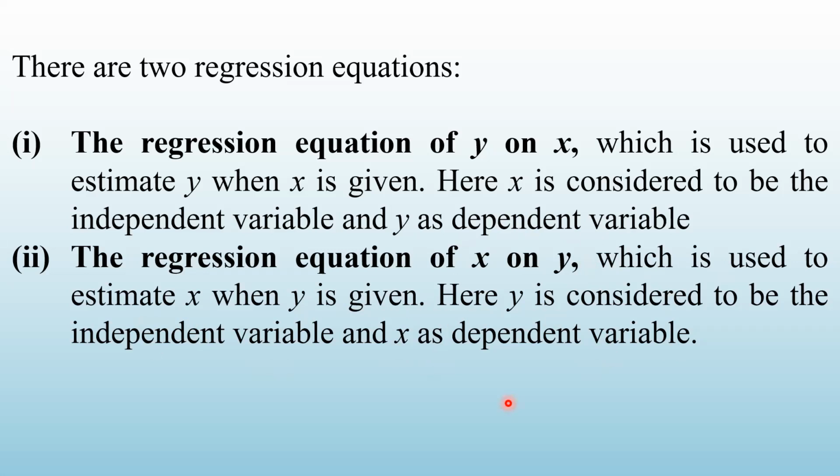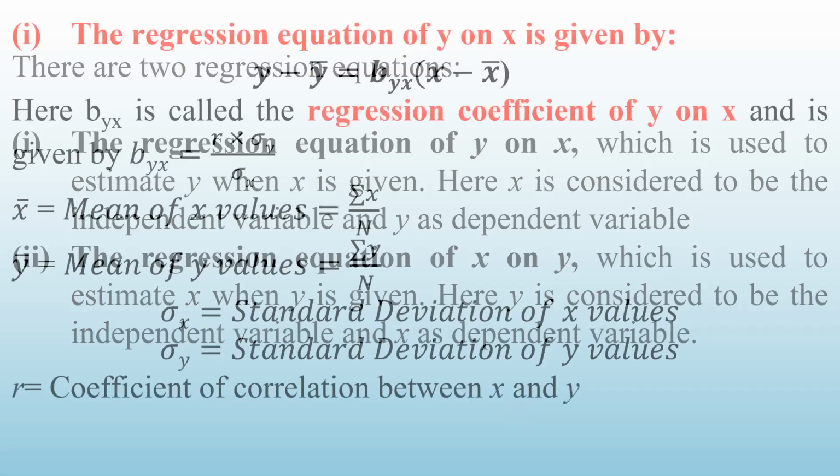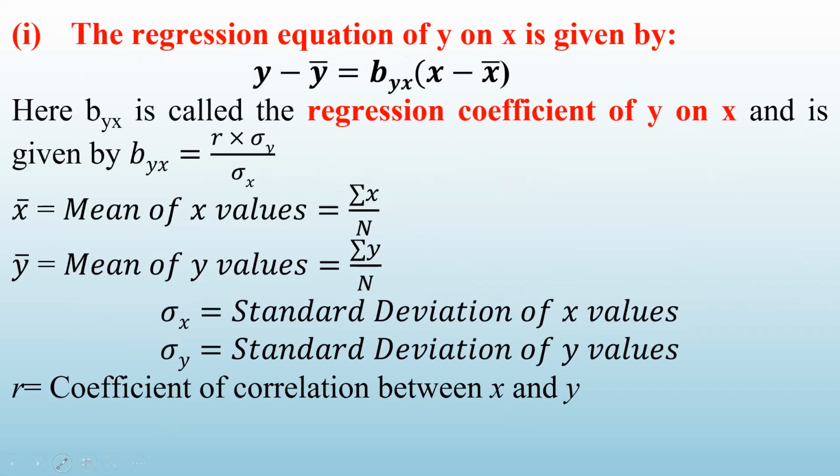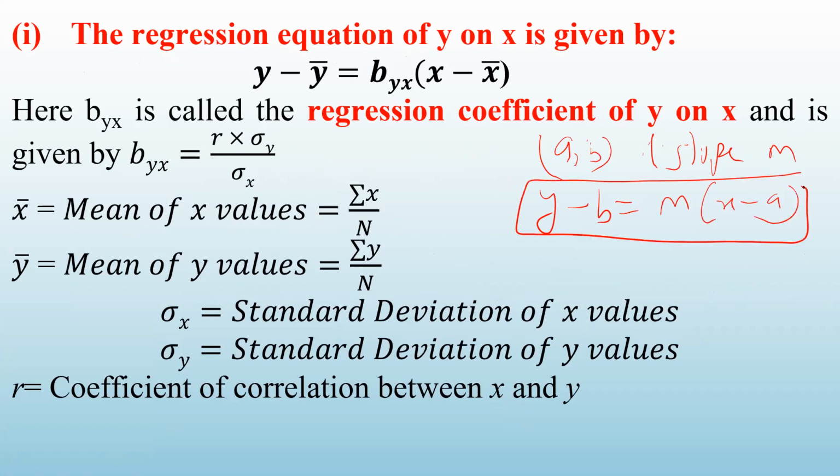As I told you, we are doing linear regression, so we have to find the equation of a line, the regression line. If you have studied in school, there are different forms of equations of a line. One of the forms is called the point slope form. If a line is passing through the point (a, b) and its slope is m, then its equation is y minus b equal to m into x minus a. The same thing we are going to use here.